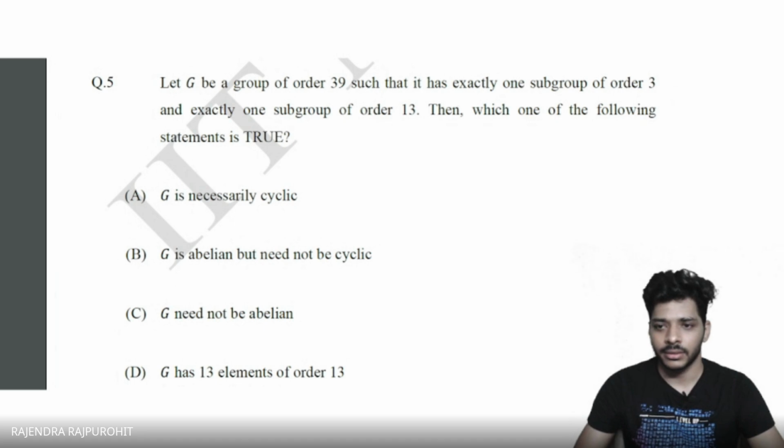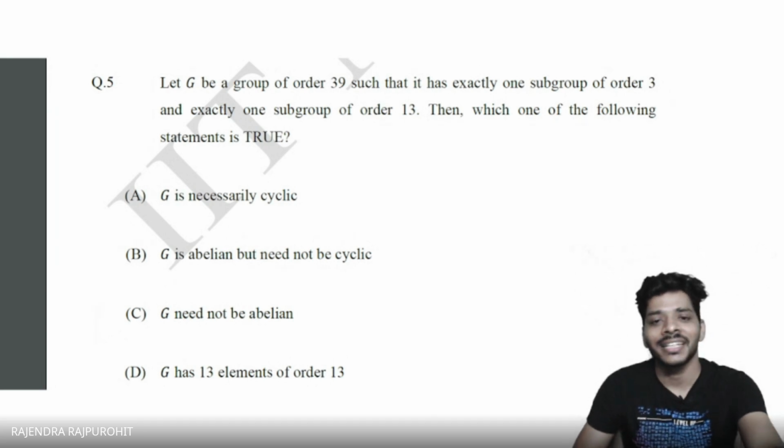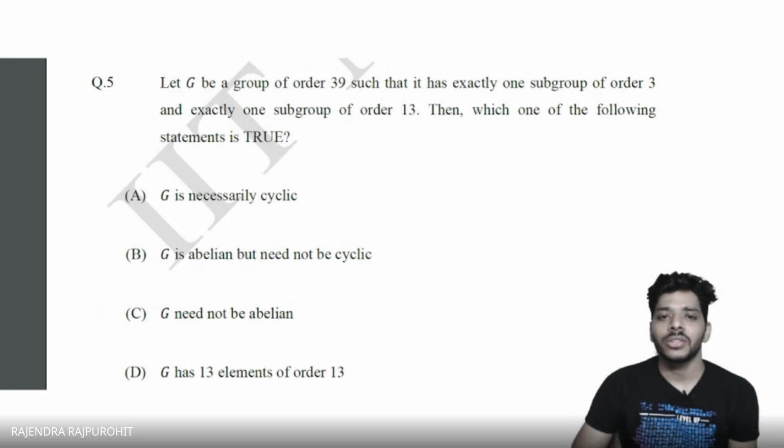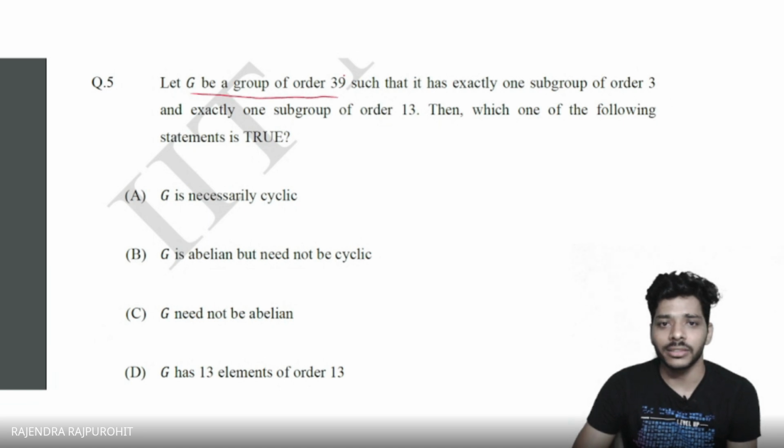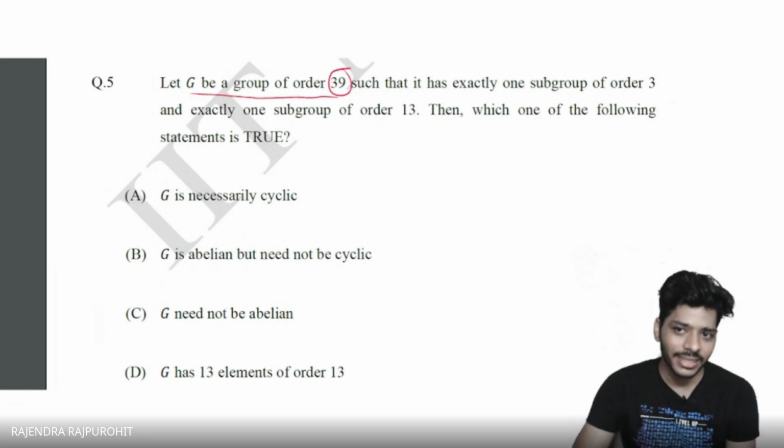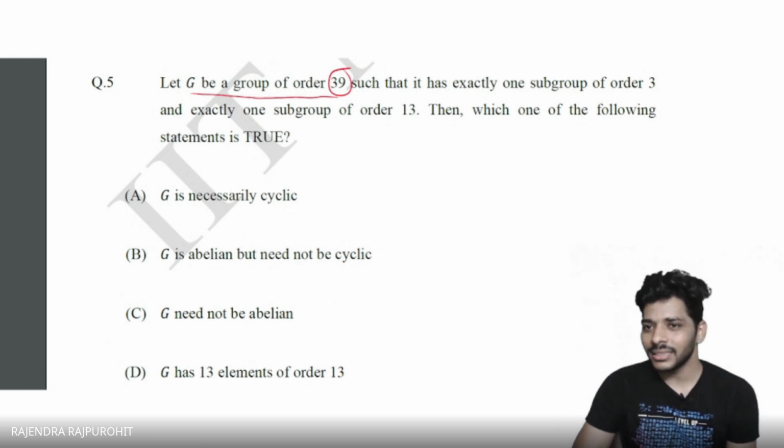Algebra and numbers are very close friends. Algebra is always interested in knowing how many. They will give you a number and then ask you another number. Anyways, there is a group G of order 39. Whenever there is a question from group theory and it gives you the order of the group, the very basic thing to do is prime factorize the number itself.